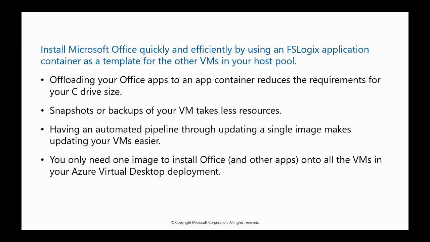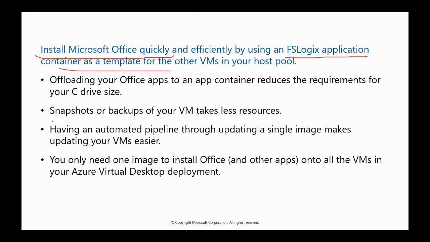When you need to install Microsoft Office quickly and efficiently, you can use the FSLogix application container as a template where it stores everything in a certain folder or destination. You can offload your Office application to an app container. This will reduce the requirements for your C drive, which means that whenever you are using the FSLogix application and hosting an office container on that, you can save space on your drive C because you are taking that from the shared place, and this will surely make more space for you on your drives.